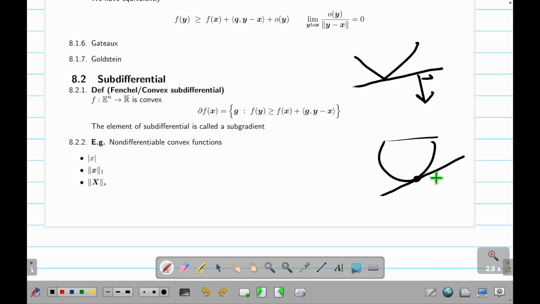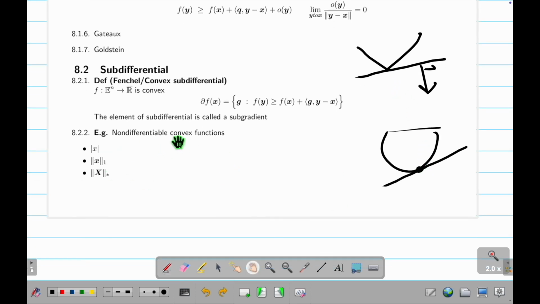This line has a slope. The slope of this line is the slope of this function at this point. And if the function is differentiable, we only have one slope. But if the function is not differentiable, we have more than one. That's it. So what are examples of non-differentiable but convex functions?